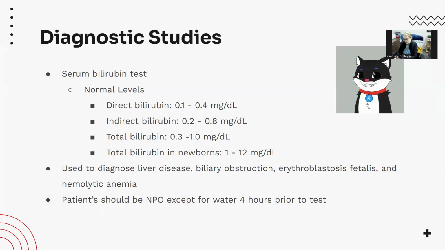Some of the diagnostic testing that we do for the GI system is a bilirubin test. I highly recommend you know these normal bilirubin levels, specifically the total bilirubin level. Anything greater than 1 is going to be an issue. Your newborns, which we'll get to here in a second, tolerate a little bit higher level of bilirubin because their livers are immature and they don't break it down and process it like adults do. A bilirubin test can diagnose liver disease, biliary obstruction, something called erythroblastosis fetalis, which is something you can develop as a newborn, and hemolytic anemia. For this test, they need to be NPO except for water 4 hours prior to the test.